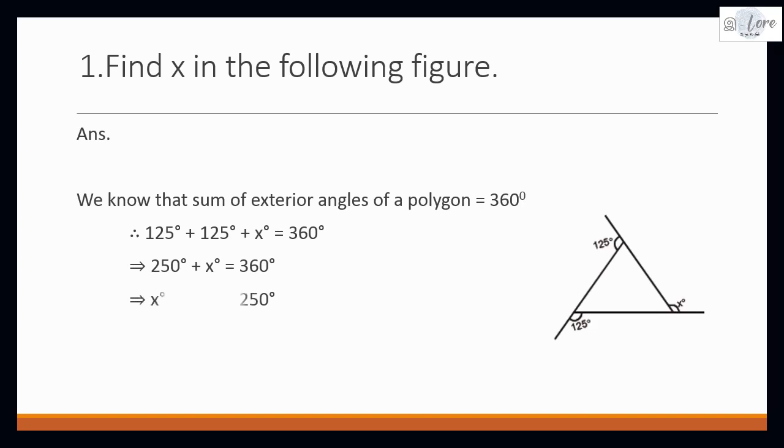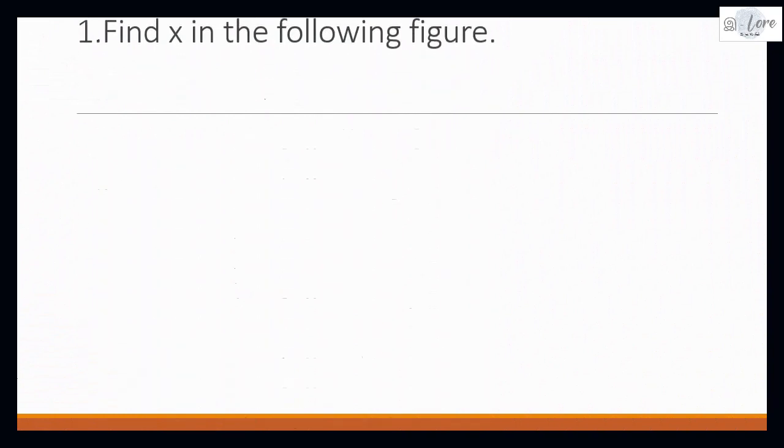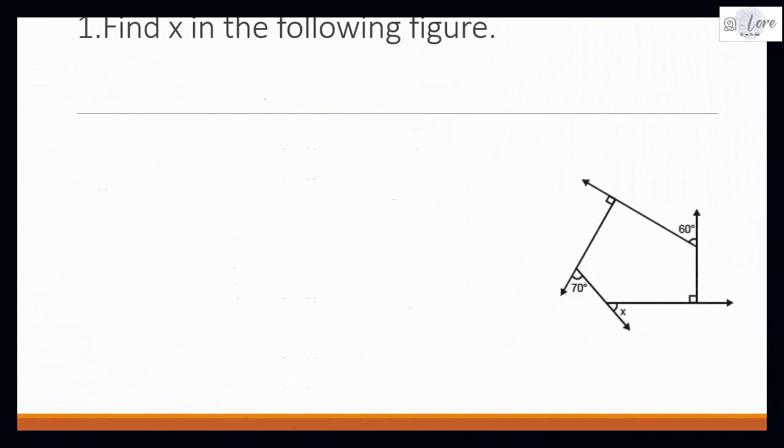250 plus x is an addition, so when you transpose 250 over that side, it will become a subtraction. So x is equal to 360 degree minus 250. The subtraction gives the solution 110 degree. The value of x is equal to 110 degree. Similarly, you can apply the concept of linear pair and get the solutions also. So that is also another way of finding the solutions.